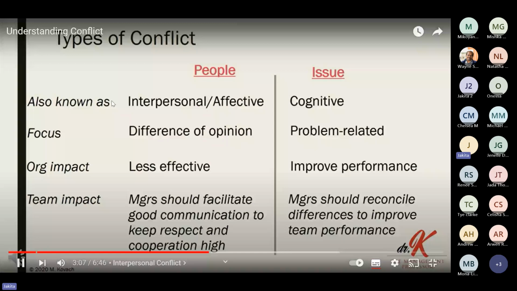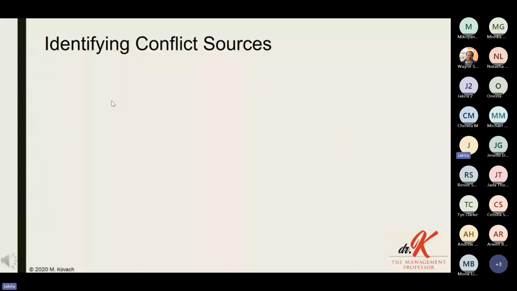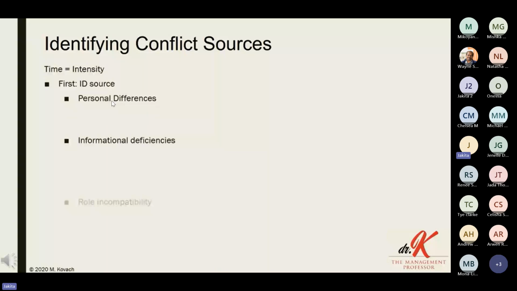In general, the longer the time the parties are in conflict, the more intense the conflict becomes. Ideally, managers should look to resolve conflict as they become aware that it exists. The first step is to identify the source of the conflict. According to Whetten and Cameron, there are 4 sources of conflict: personal differences, informational deficiencies, role incompatibility, and environmentally induced stress.